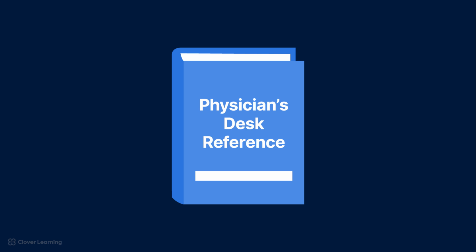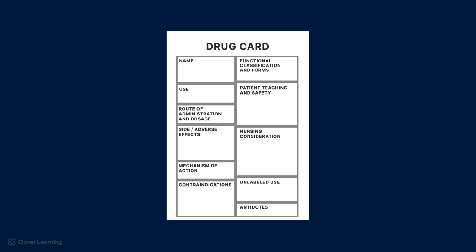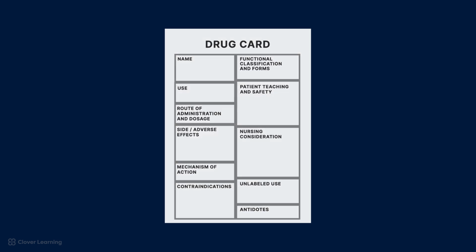The PDR is available in many healthcare facilities and provides information like the description, clinical pharmacology, mechanism of action, indication, contraindications, warnings, precautions, adverse reactions, overdosage, dosage, and administration of many drugs. Other useful tools are drug cards, which can be purchased both from college bookstores and online. These are quick reference tools containing vital drug information.